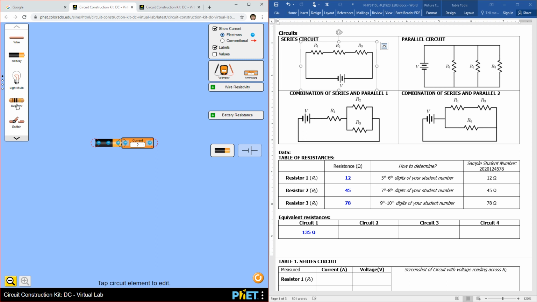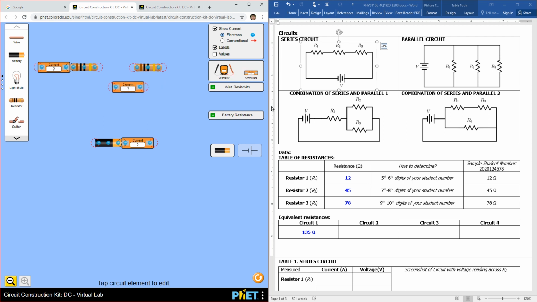Next, resistor 1 here, and then we add the second ammeter for your resistor, and we do the same for resistor number 2, and then you have your ammeter here.